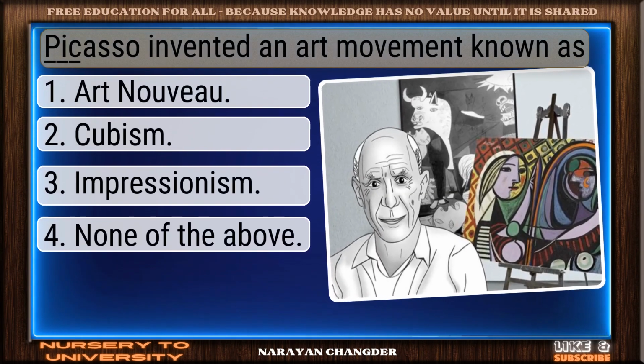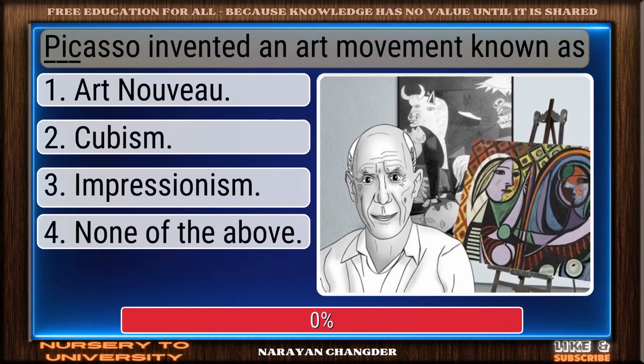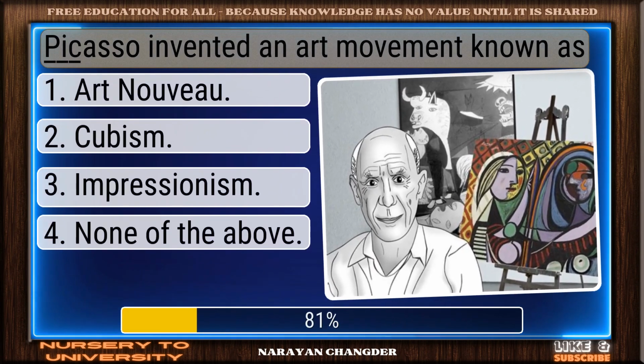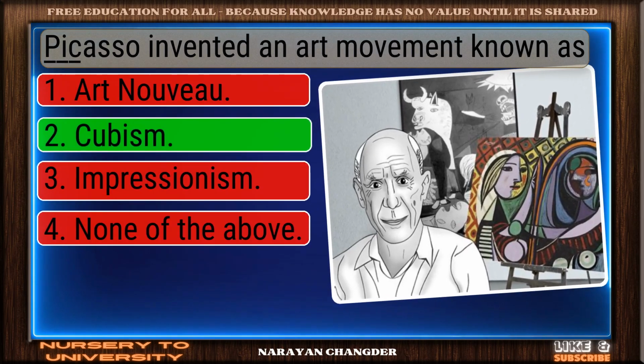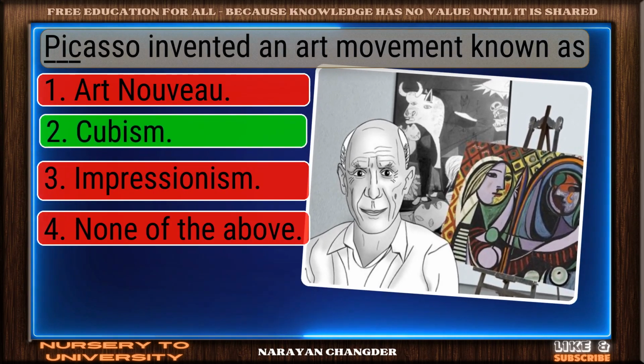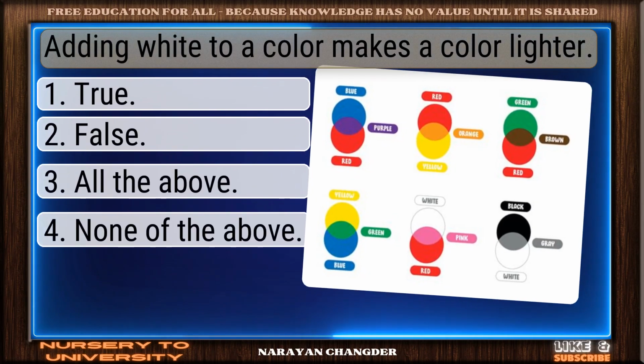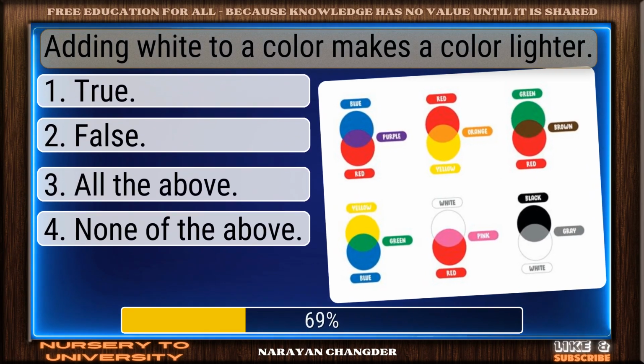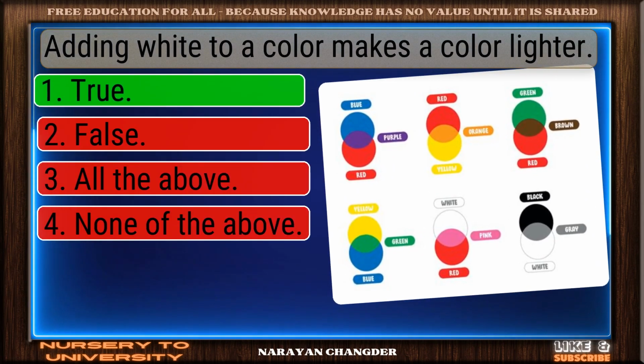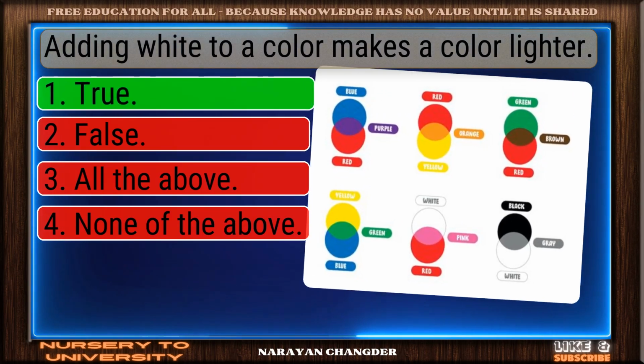Picasso invented an art movement known as dash. Solid response. Cubism is a valid choice. Adding white to a color makes a color lighter. You're right. True is the correct answer.